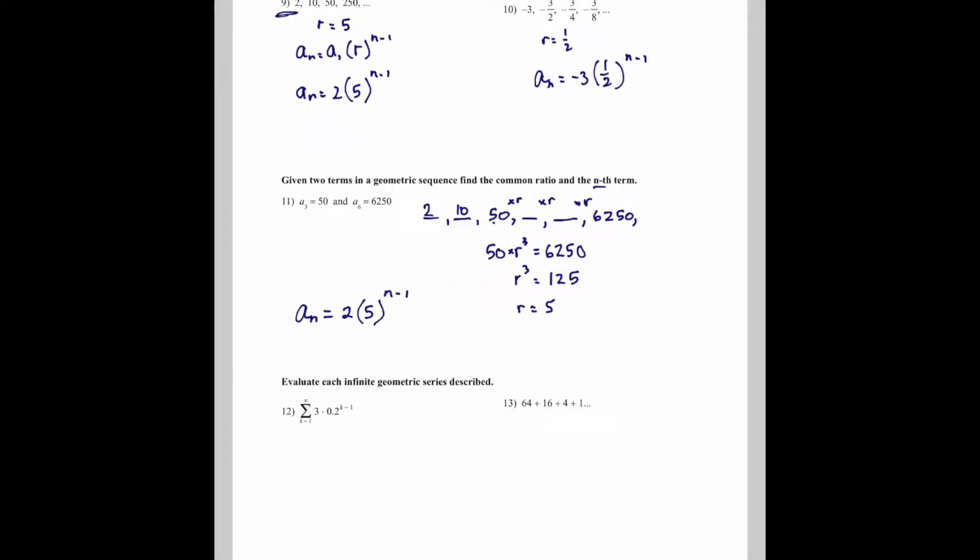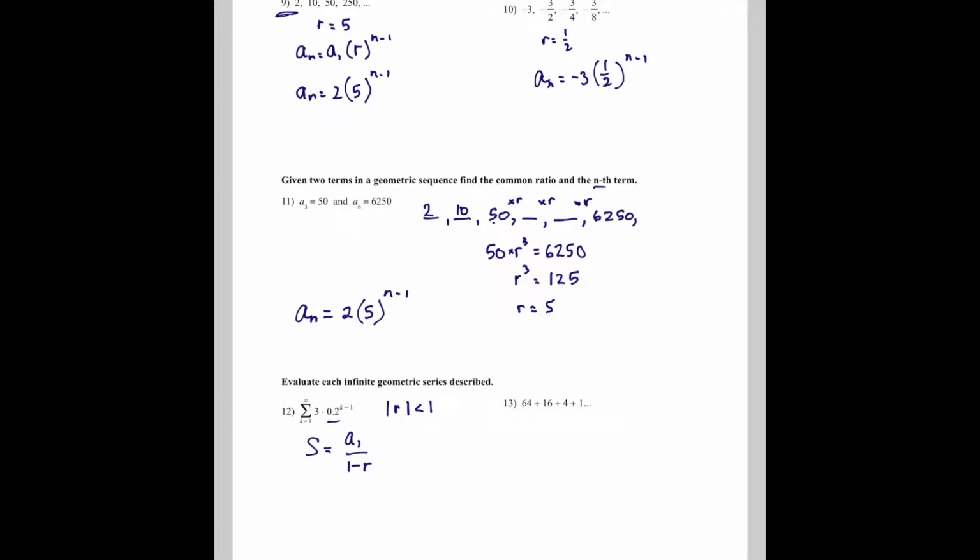Okay, question 12 is evaluating an infinite geometric series. The formula for the sum of an infinite geometric series is first term over 1 minus r, but you have to remember that's only if the absolute value of r is less than 1. If we check the formula there, r is 0.2, so that's less than 1. So since we have a common ratio here that's less than 1, we can use this infinite sum formula.